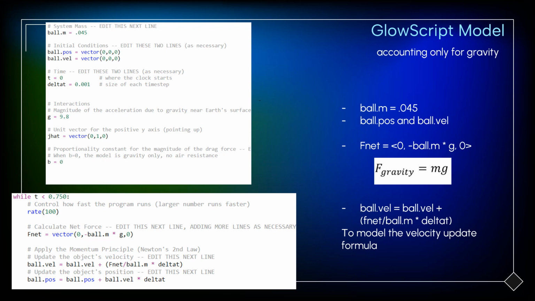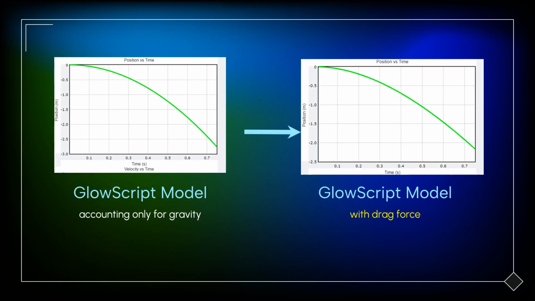Lastly, on this slide, I changed ball velocity here to model the position update formula by making it Fnet over mass times delta t. So this here is our model accounting only for gravity. This model here accounts for drag force as well.